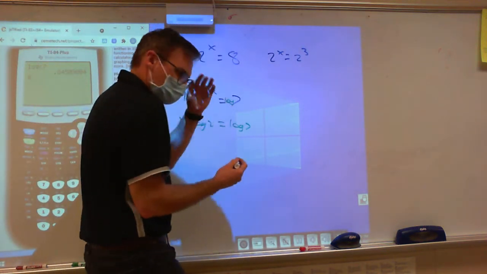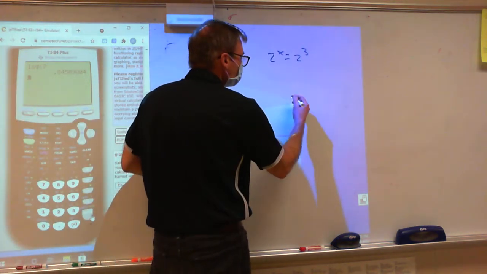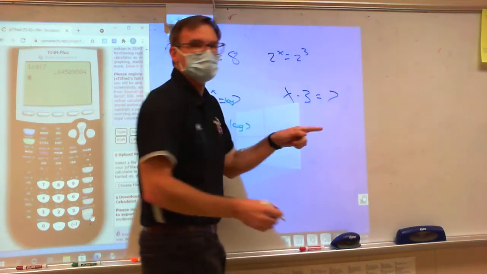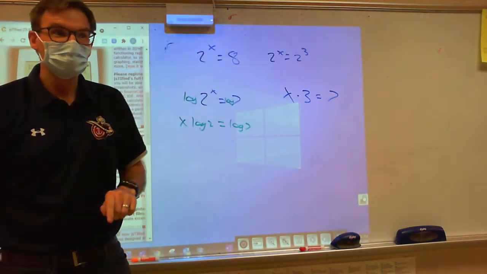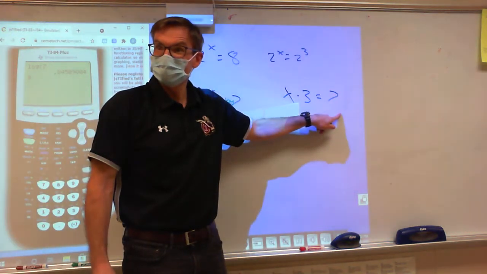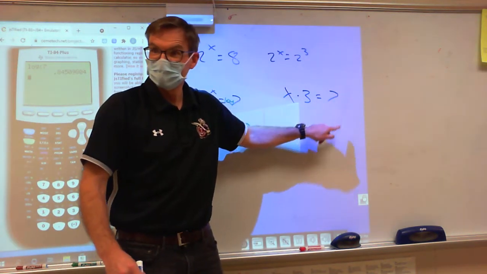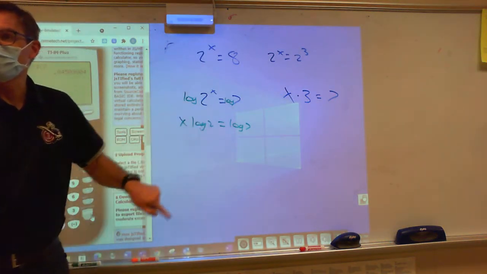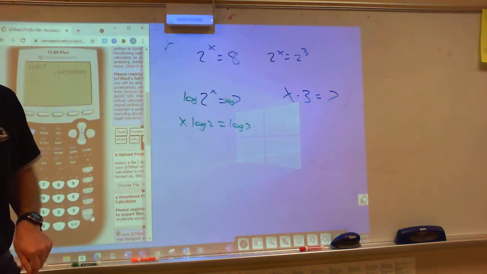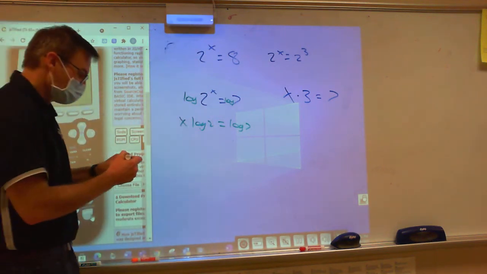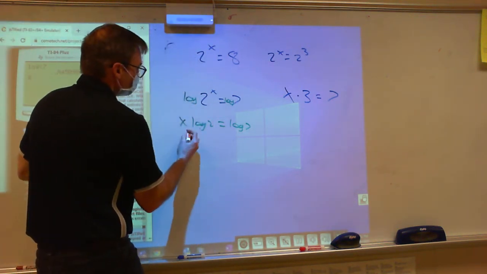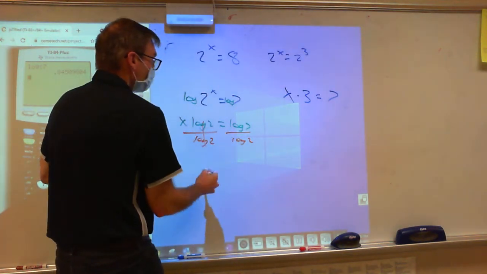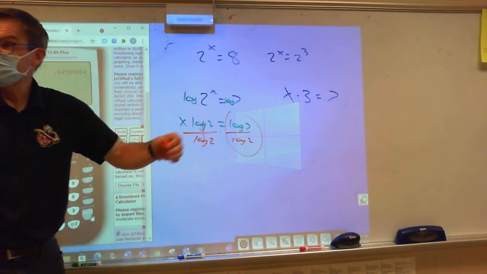So now, if I give you x times a number is equal to a number, how do you solve for x? You divide by the number, right? Is everybody okay with that? So if I give you x times a number equals a number, guess what you do to solve for x? You divide by the number. And so I'm going to divide by log 2. That's my answer.